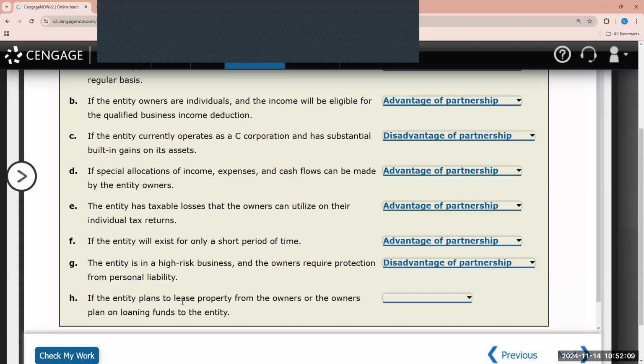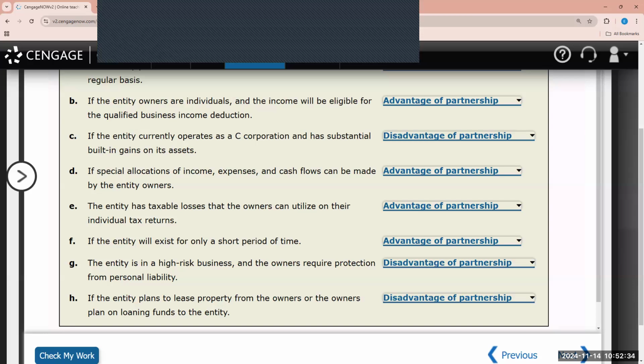H, we see if the entity plans to lease property from the owners or owners plan on loaning funds to the entity. So this would be a disadvantage of a partnership. Reason being, a partnership in such case will be less advantageous in comparison to a C corporation when the entity can reduce or eliminate its income by paying salaries to the owners.